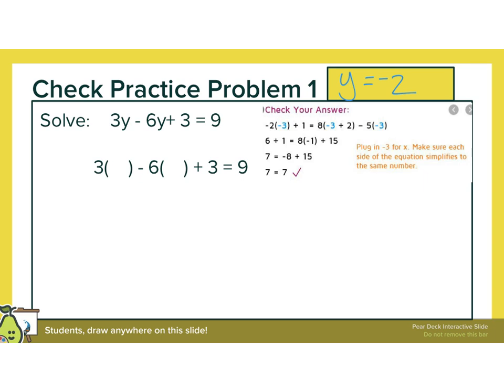And I've set it up for you. So I typed the equation for you, and then I typed it again, but instead of y's, we have parentheses. So we're going to plug in the answer, the solution, into those parentheses. So negative 2 here and negative 2 here.